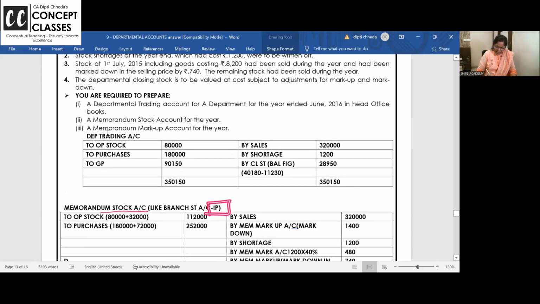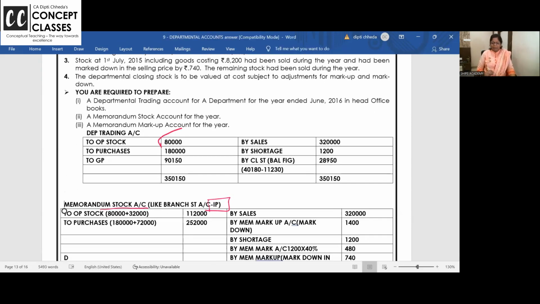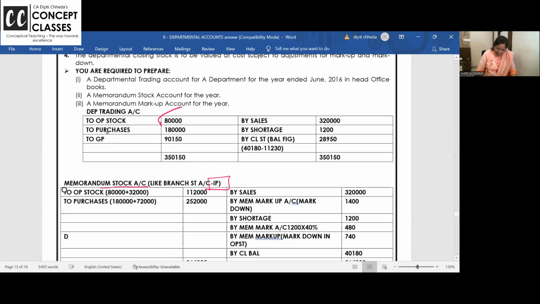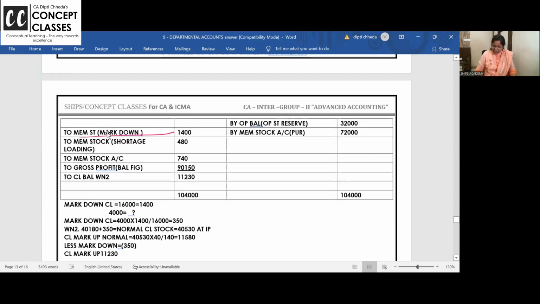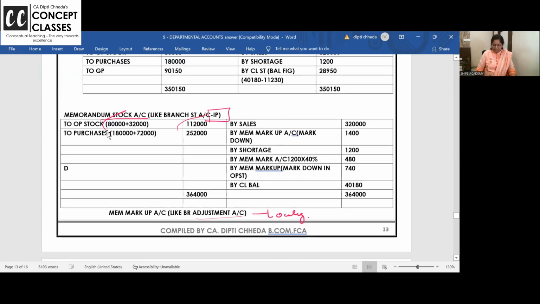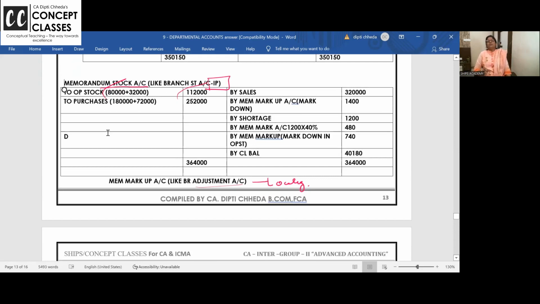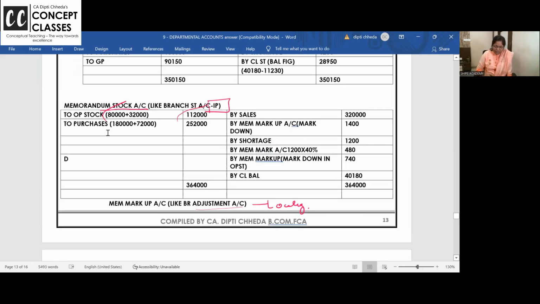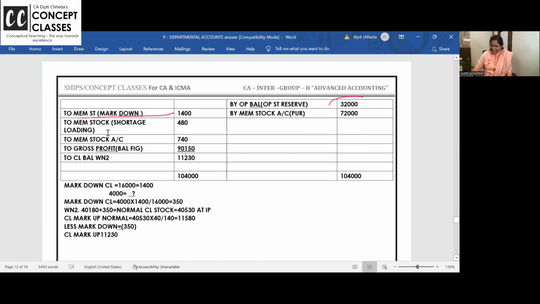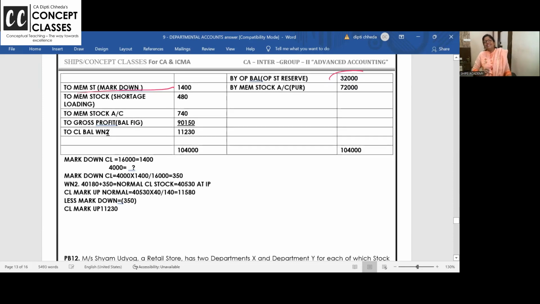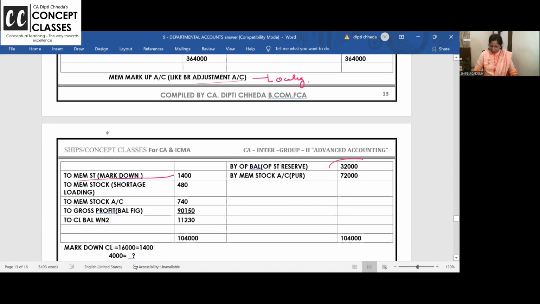ओपनिंग स्टॉक इज एट 80,000 डिपार्टमेंटल ट्रेडिंग अकाउंट में. यहाँ 80,000 प्लस 40% 120 एंड 32,000 लोडिंग यहाँ आएंगे. मार्कअप अकाउंट में क्रेडिट साइड यू विल पुट द लोडिंग, स्टॉक अकाउंट में डेबिट साइड. सो इंस्टेड ऑफ राइटिंग 80 हियर I have written 112 here and 32 on the credit side. Is this clear to all of you? Yeah. Now, next.